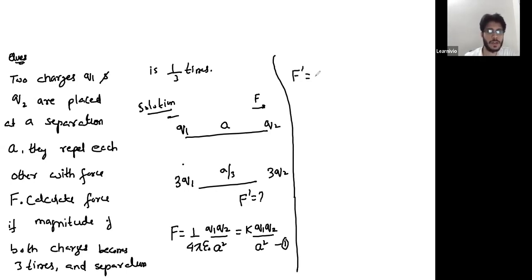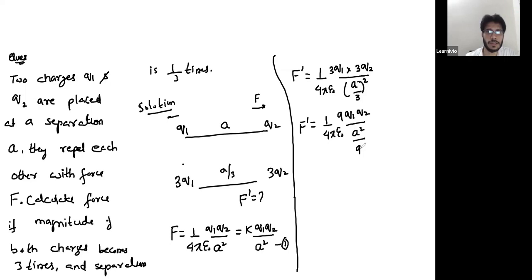Then in the second case, you can write your F prime as 1 over 4 pi epsilon naught. This is thrice of Q1 multiplied by thrice of Q2 divided by separation A by 3 whole square. So your F prime is 1 over 4 pi epsilon naught, 9 Q1 Q2 over A square by 9. Now this 9 will come to numerator and this F prime will be 1 over 4 pi epsilon naught, 81 Q1 Q2 over A square. That's equation number 2.